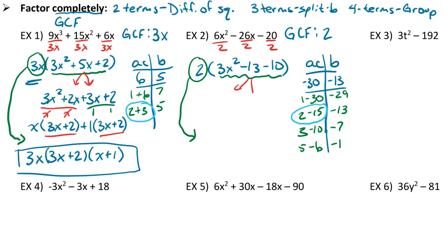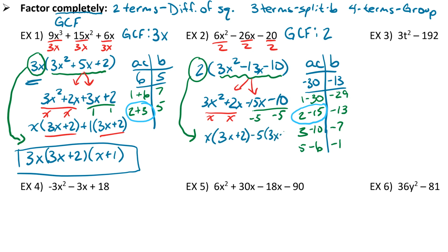So we're going to go ahead and split B now. So 3x squared comes down, then plus 2x, which, sorry, there should have been an x there, minus 15x minus 10. All right, now we can group it. So GCF of the first group would just be x. GCF of the second group would be negative 5. So we take an x out, we get x times 3x plus 2, and then negative 5 times 3x plus 2.